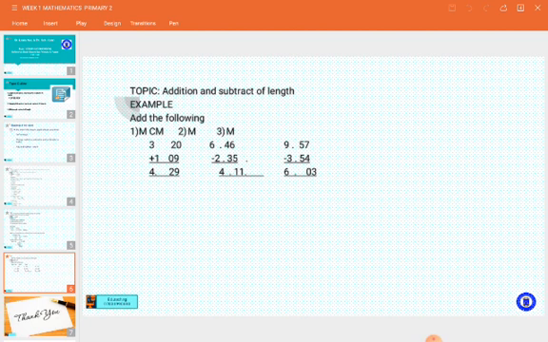Then 4 minus 3 will give us what? 1. You are good children. Then 6 minus 2 will give us what? 4. Then since this one has a decimal point, you trace your decimal point down there, and your answer becomes what? 4.11. Thank you, children. You are good. And clap for yourselves. Then example 3, they say we should subtract 3.54 from 9.57.